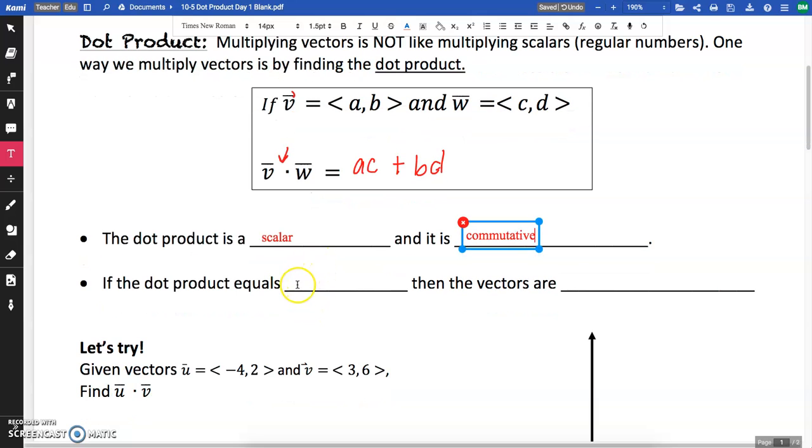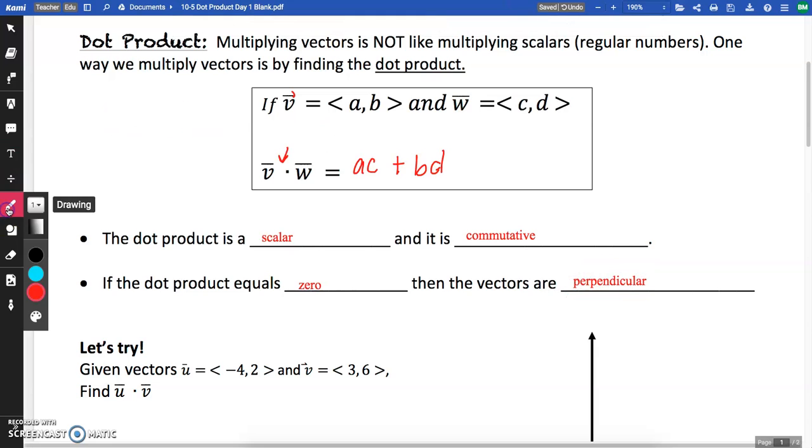Another fact here, if the dot product equals 0, then we can say the vectors are perpendicular. And hopefully we remember that perpendicular means that the angle between the two vectors would be 90 degrees. This is our big fact for today, finding whether vectors are perpendicular by calculating the dot product.